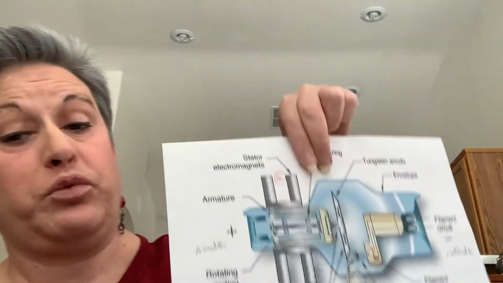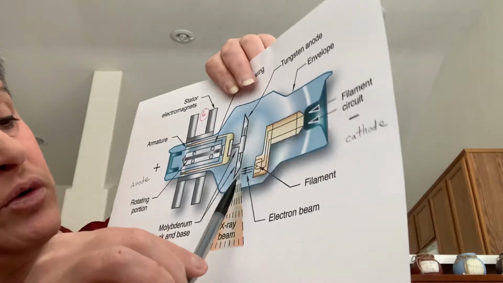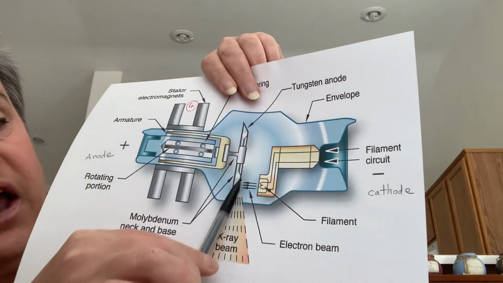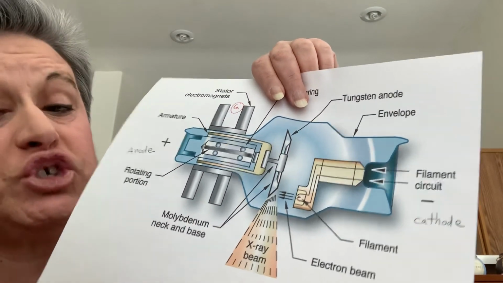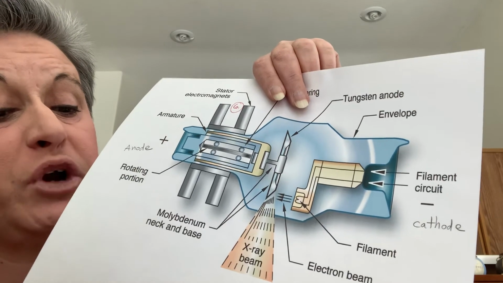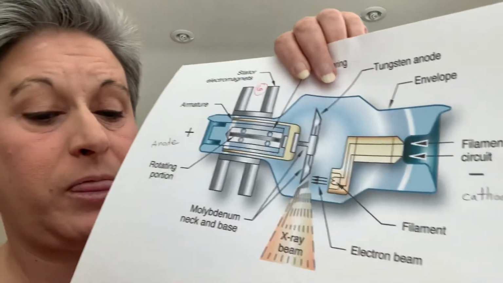Then the electrons from the thermionic cloud finally reach the target of the anode. Right here is the target of the anode. The high-speed electrons are suddenly stopped, and it results in the production of X-ray photons. That, in a nutshell, quickly, is how electricity becomes X-ray photons.